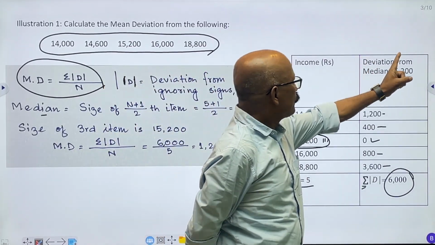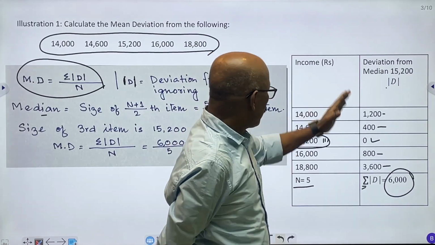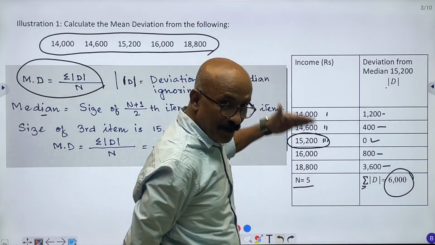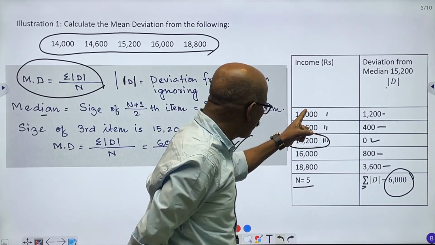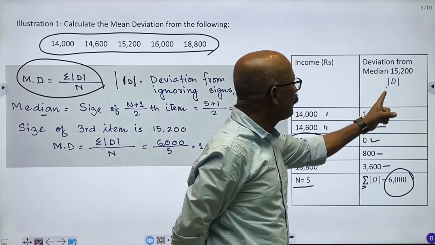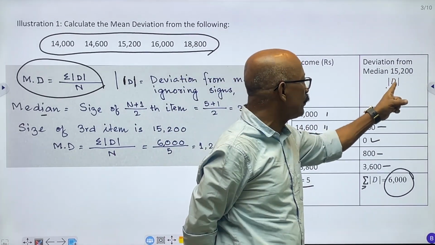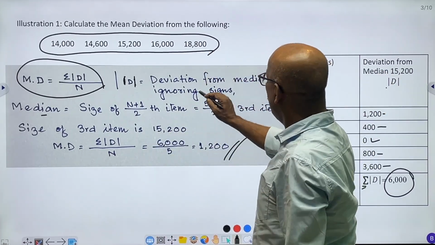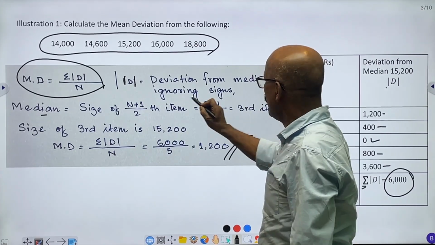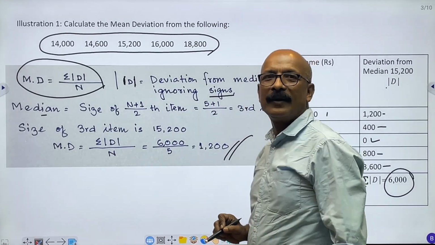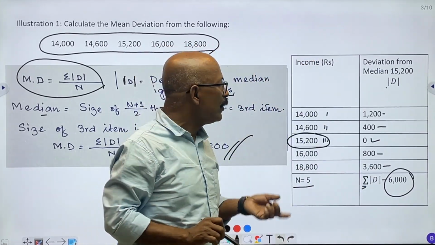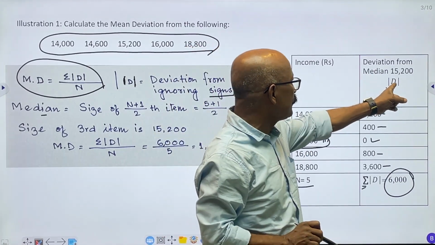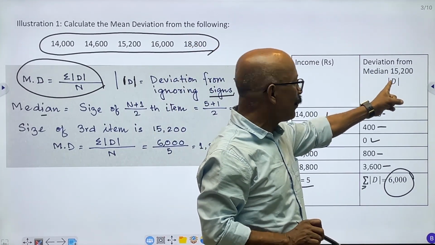Now deviation from median means when we subtract 15,200 from all these numbers, we will get the value of modulus D. This is modulus, so we will ignore the plus or minus sign. That is deviation from median ignoring sign, ignoring the plus minus sign. When we go for this calculation, it is expressed as modulus D.